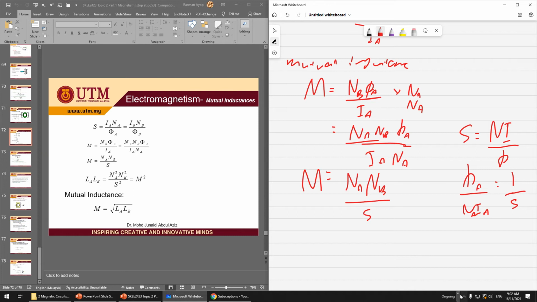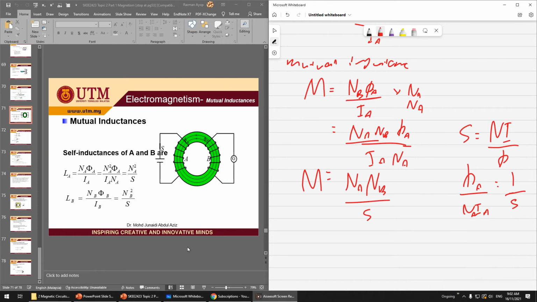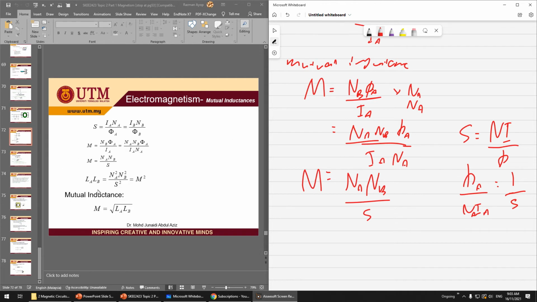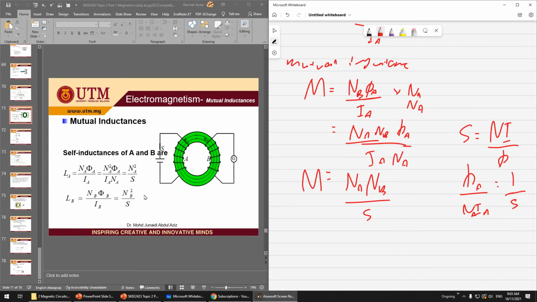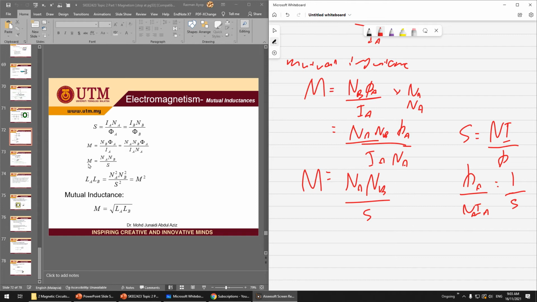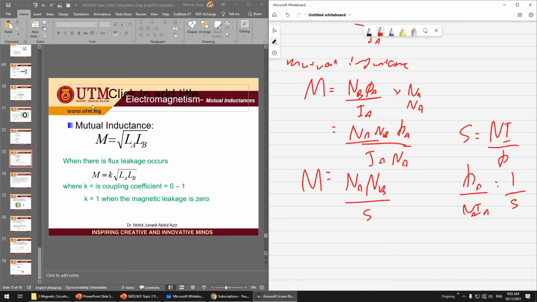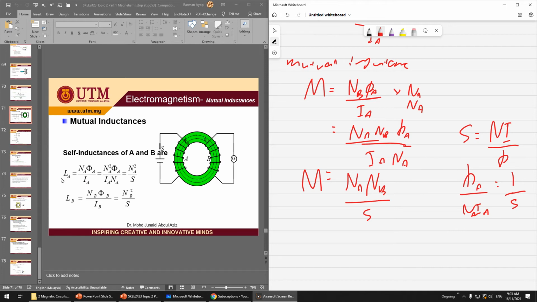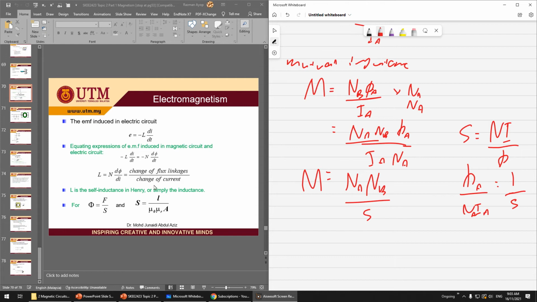So based on this, if you recall back, L_A is basically N_A squared divided by S, L_B is basically N_B squared divided by S. If you multiply L_A and L_B, it is N_A squared, N_B squared, combined together over S squared, and this is basically M squared. So the mutual inductance M equals the square root of L_A L_B. So this is the quicker way to calculate it. Make sure you understand how to derive it, and what the final equation for L_A and L_B is.